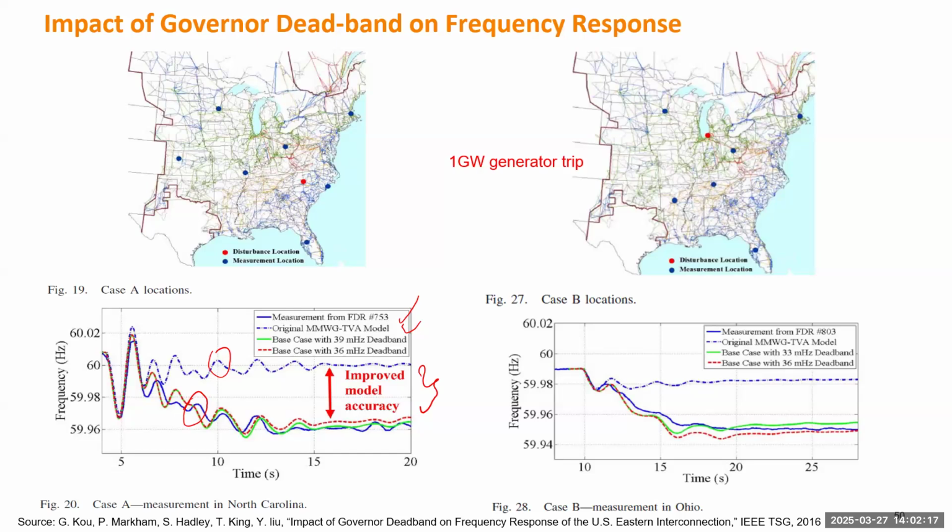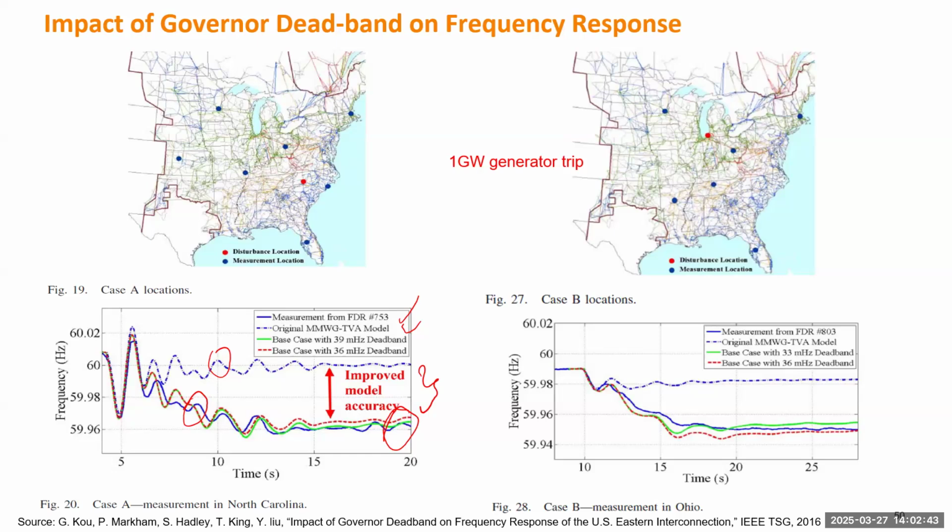Definitely, they don't know which unit will have dead band, but they can just evenly increase the dead band for most of the units, so to 39. The second increase to 36. So they both have much better match with the real data, right? Yeah. The second case, that's another event. Oh, that's another PMU. Yeah.